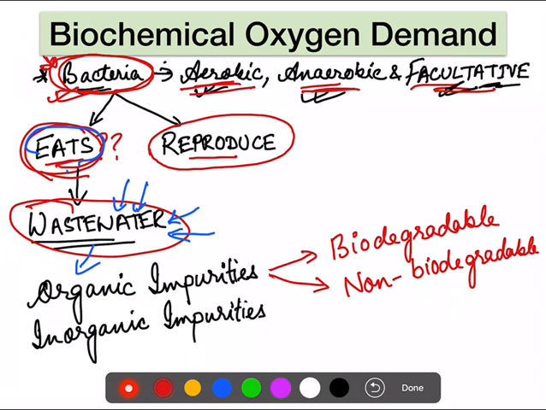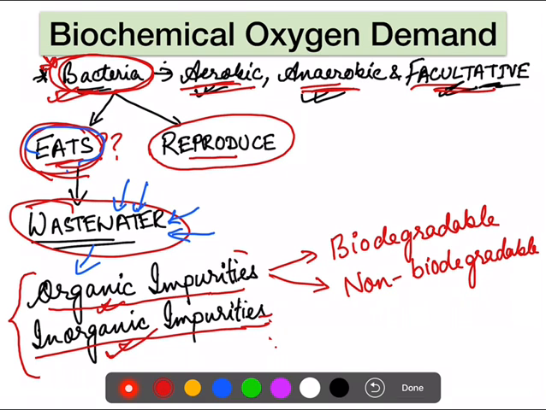So there are organic impurities and inorganic impurities. There are also several other impurities like suspended solids, but chemically, all the impurities of wastewater can be classified into two: one is organic and one is inorganic. Under organic impurities there are two types: biodegradable organic impurities and non biodegradable organic impurities.